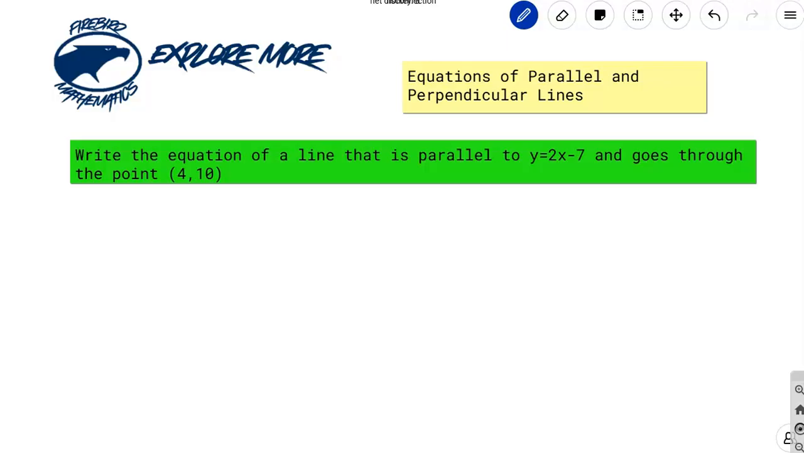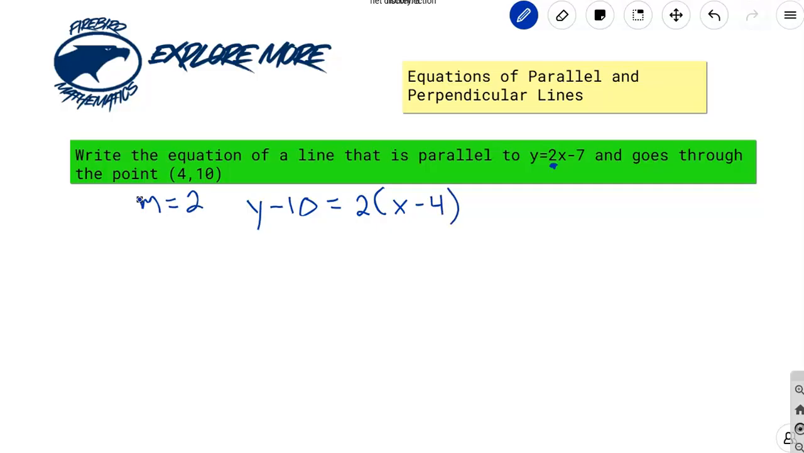Okay, so what do we need? We have a point. In order to write the equation of a line, we need either a y-intercept or a point, but we also need to know the slope of my new line. So if it's parallel to y equals 2x minus 7, we see that the slope of this line is 2, which means that my new line is going to have a slope of 2. Okay, so now I know the slope and I have a point, so I can use point-slope form. So y minus 10 equals m times x minus 4. Okay, so this is it. We did it.